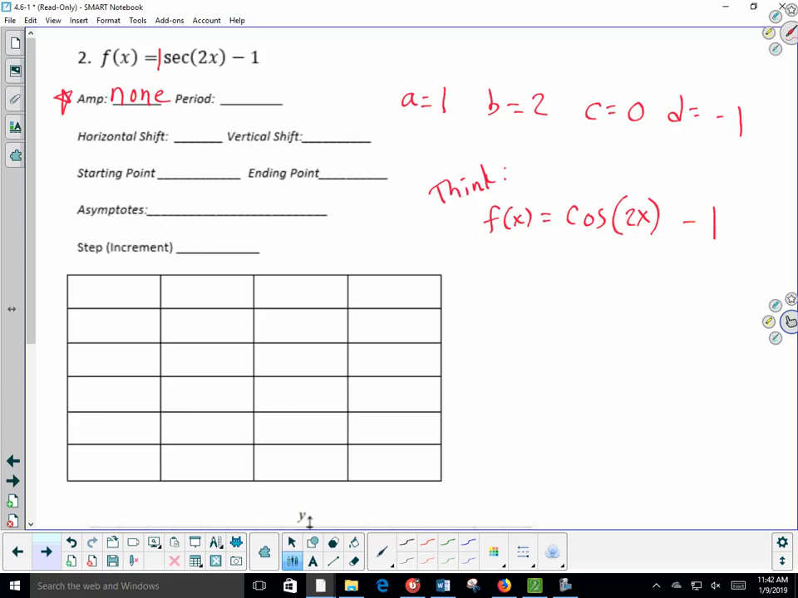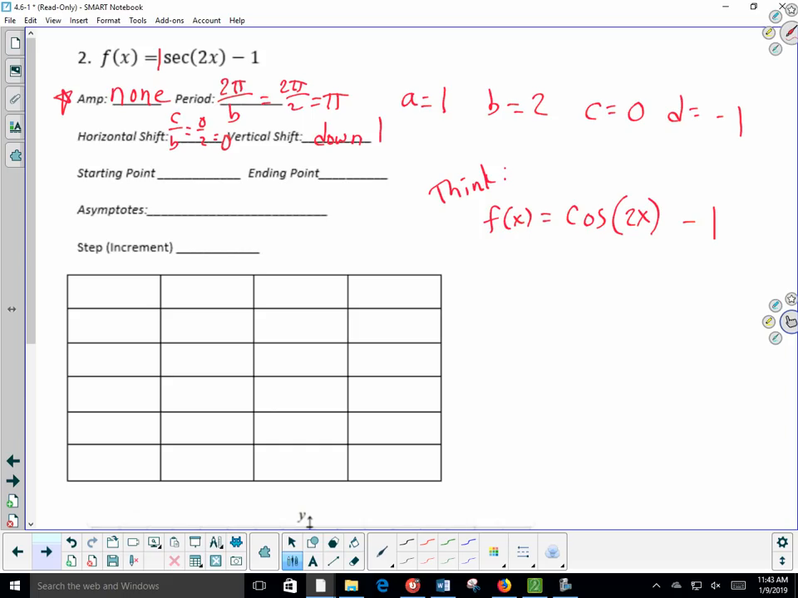All right, the period, the formula is still 2 pi over b. In this case, our b was equal to 2, so we get 2 pi over 2 is equal to pi. All right, what about the horizontal shift? Again, our formula is still c over b, and so that's going to be 0 over 2, which is 0. Vertical shift, I will say that because of that d value, this whole thing is being shifted down 1.